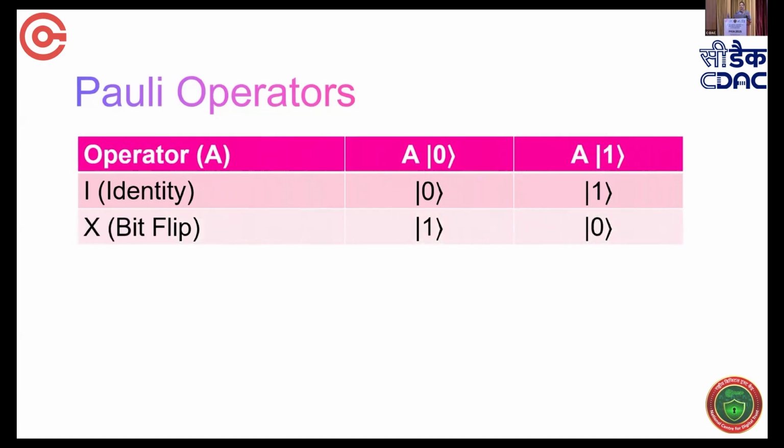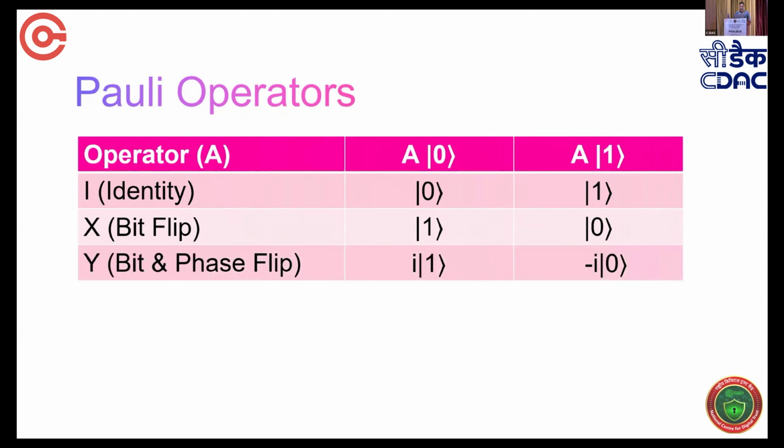Similarly, there is X, which is a bit flip operator, similar to the NOT gate in a classical computer. So 0 is changed to 1, and 1 is changed to 0. There is the Y gate, which is both a bit and phase flip. There is the gate Z, which is only a phase flip. So the first, 0, remains unchanged, but the second one becomes -1.